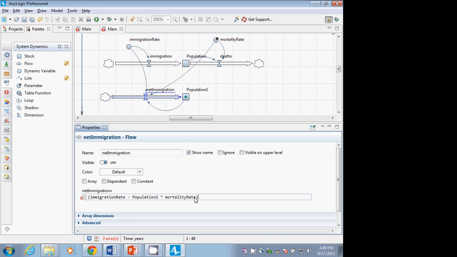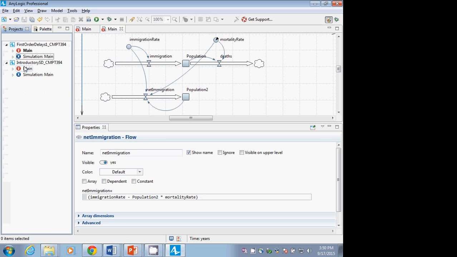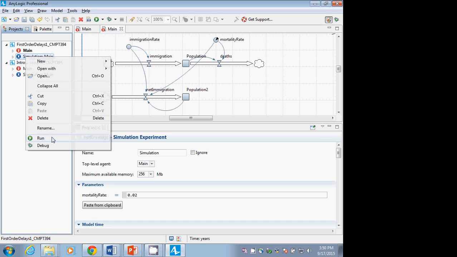We're trying to have population 2 have exactly the same dynamics as population here. And I would argue this bottom one has exactly the same dynamics. Why? Because it's the net flow. It's the only thing that determines the value for population here. So net immigration, immigration rate minus population 2 times mortality rate, will get the equivalent of the net flow here. I would argue that they are going to exhibit the same behavior. So let's check this out.